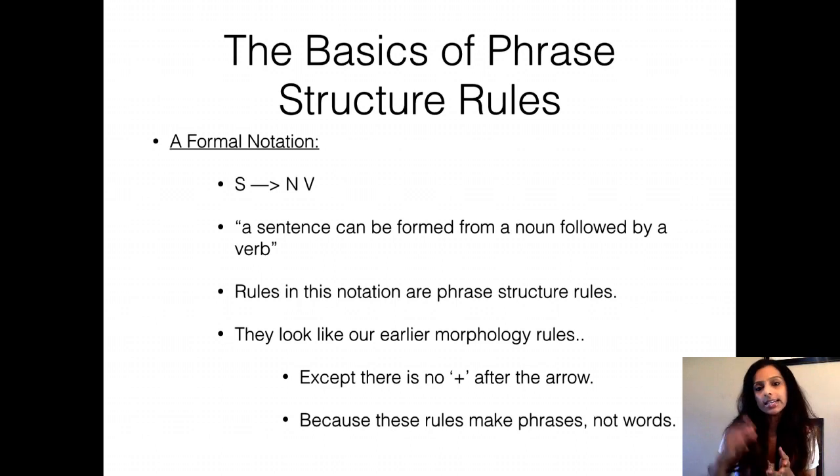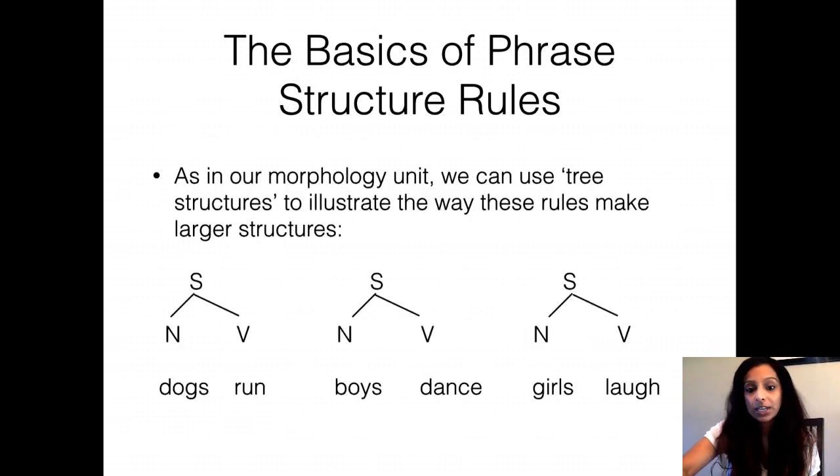So you can create a sentence by taking a noun and taking a verb. And now, just like how we draw morphology trees, you can also draw syntactic trees. These are syntactic trees for very basic noun and verb combinations. You can say dogs run, boys dance, girls laugh. You can identify the category of each of these words, and you can also identify the top node that this binary branching tree can create, and this is called a sentence or an S.